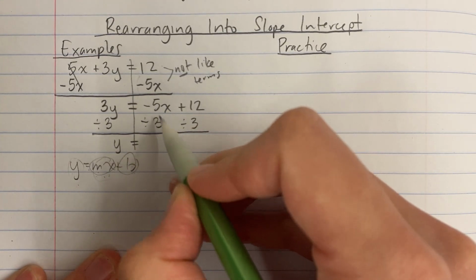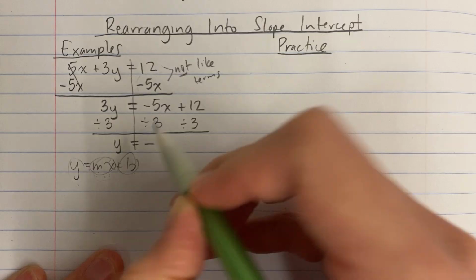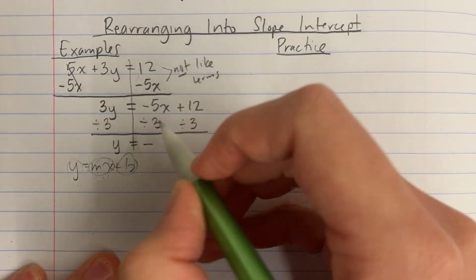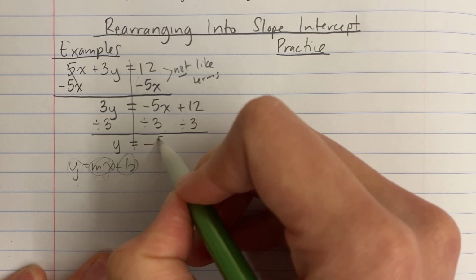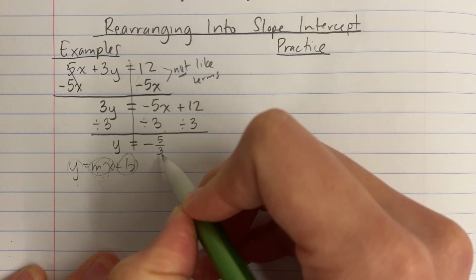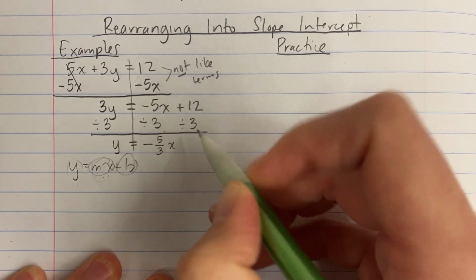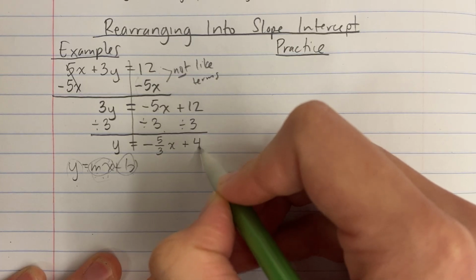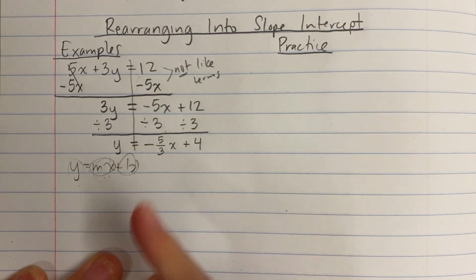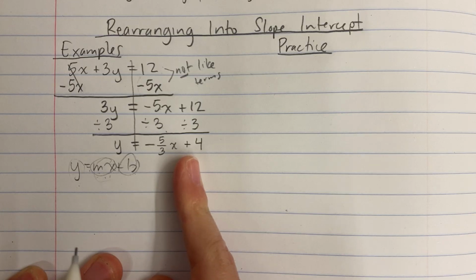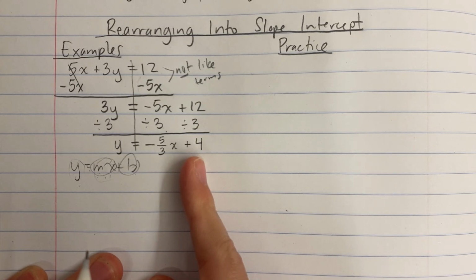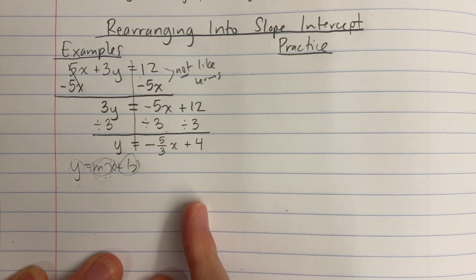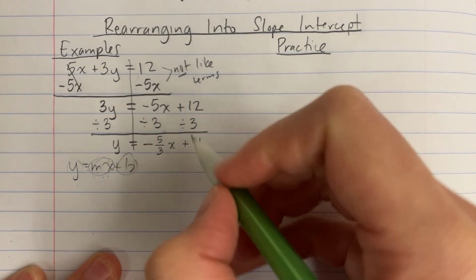Now, negative divided by positive is a negative. 5 divided by 3, if I put that in a calculator, I get a decimal. I don't like decimals as slopes. I do like fractions though, so I'm just gonna leave this just like this: negative 5 over 3, x, and then 12 divided by 3 is 4. Positive divided by positive is positive, and this is 4. So now I'm gonna go ahead and graph it. I'm gonna start at a y-intercept of 4, and then my rise over run is negative 5 over 3. I'm gonna go down 5, right 3, and then I'll have that graphed.